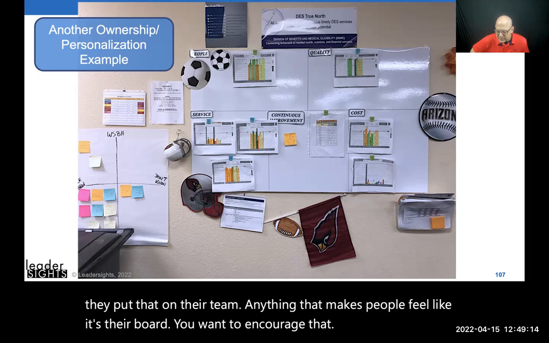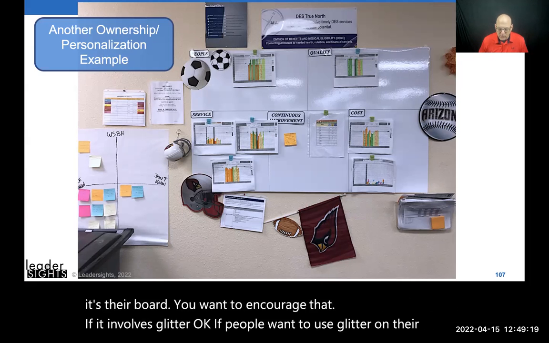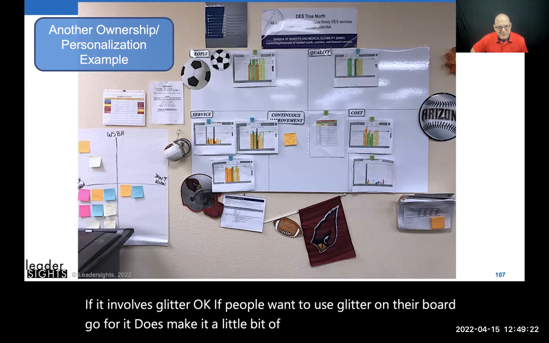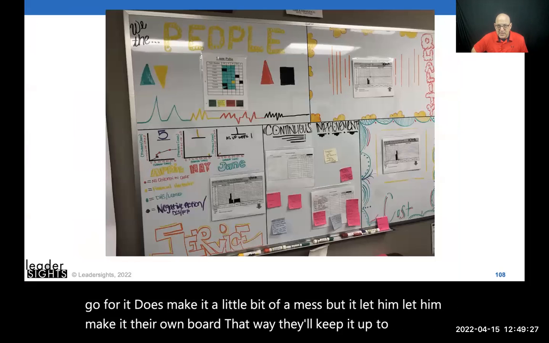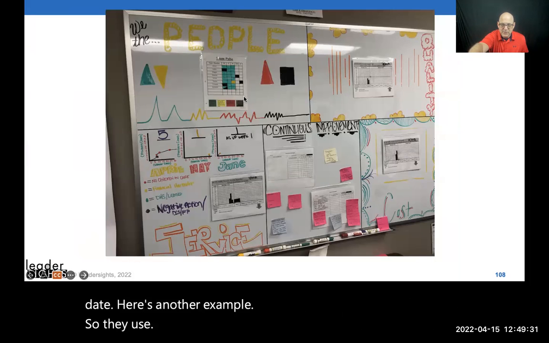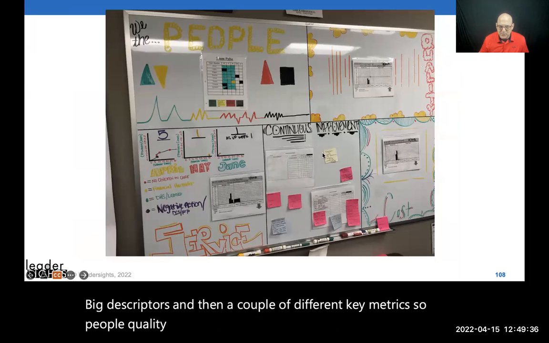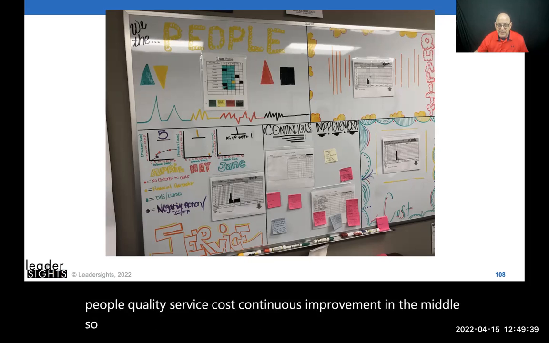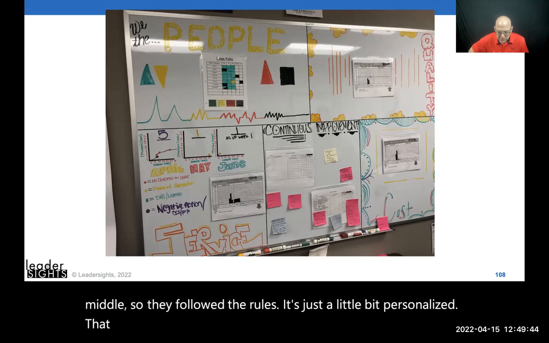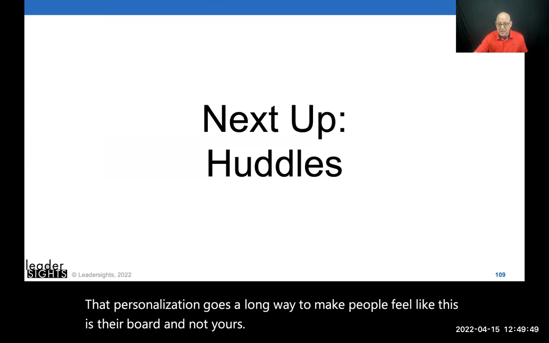Even if it involves glitter, okay? If people want to use glitter on their board, go for it. It does make a little bit of a mess, but it lets them make it their own board. That way they'll keep it up to date. Here's another example. So they use big descriptors and then a couple of different key metrics. So people, quality, service, cost, continuous improvement in the middle. So they followed the rules. It's just a little bit personalized. That personalization goes a long way to making people feel like this is their board, not yours. Next up, we'll talk about actually doing huddles.